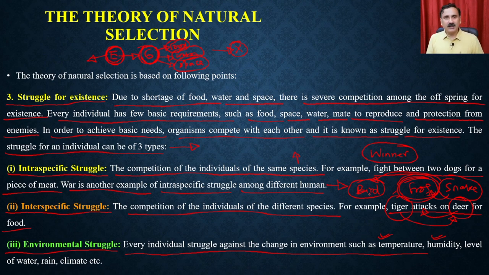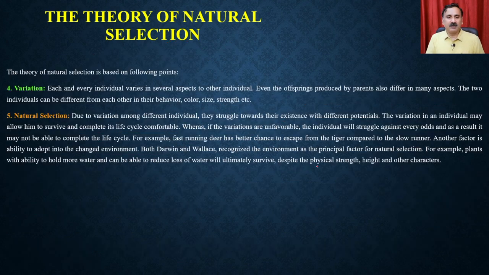So if you keep developing these kinds of strategies, you are going to keep varying yourself from your offspring or from the other members of that particular species. And because of that, there will be a variation. Each and every individual varies in several aspects from the other individuals, right? Just like we have discussed, a frog who has to survive from the snake will probably change many things. It may change the skin color, it may change the size, it may change some of the other kinds of features, and that's how it is going to be very different from its other individuals.